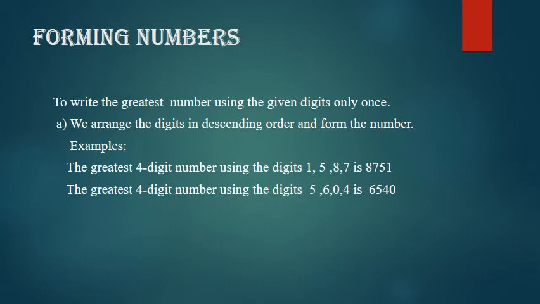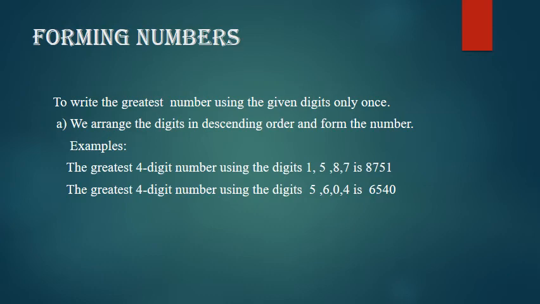Now, from the given digits, you can arrange the digits in descending order. So, the highest number is 8, then 7, 5 and 1. So, the greatest 4-digit number is, children, 8751. Again, one more example.